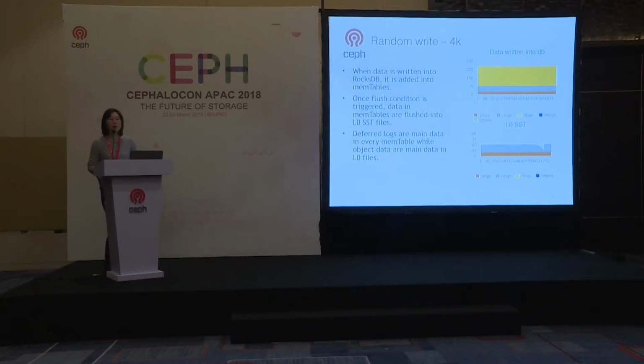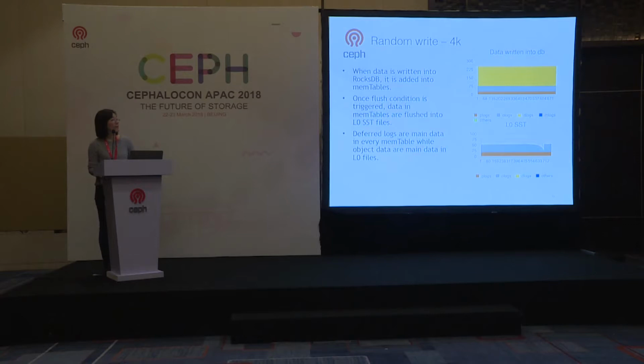The horizontal axis is every memory table. In every memory table, default logs are the most, and then object mapping data, and then PG logs. Other metadata are little.